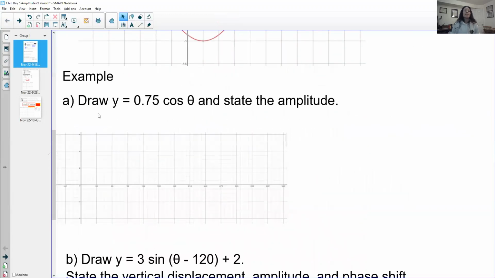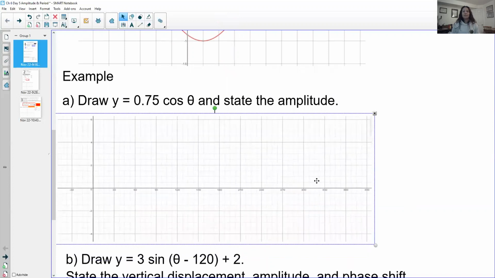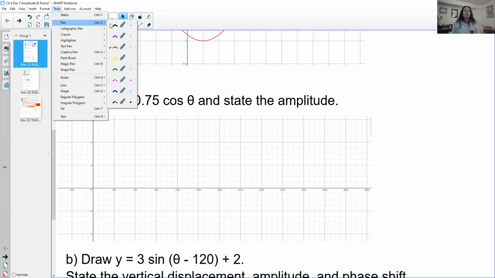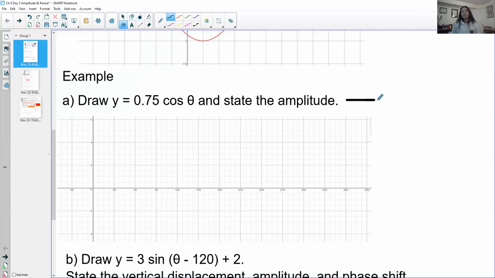So if I wanted to take a quick look at this one over here, and again, I know these graphs are a little bit small. Hopefully you can see them a little bit. But if I have the function y equals 0.75 cos of theta, first of all, the amplitude is 0.75. So we can start off right away by putting that one in. Okay, so the amplitude is 0.75. Your regular cos function, because this number is between 0 and 1, will be a vertical compression. So our new graph will be a little bit squishier or more compressed than our original cosine function.